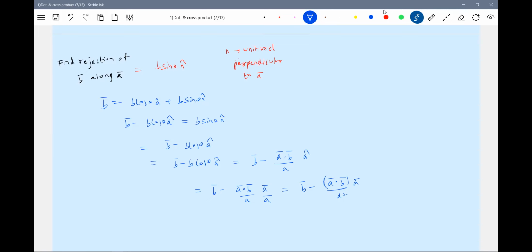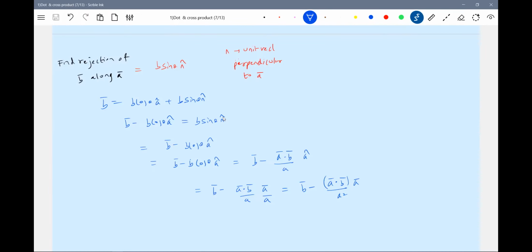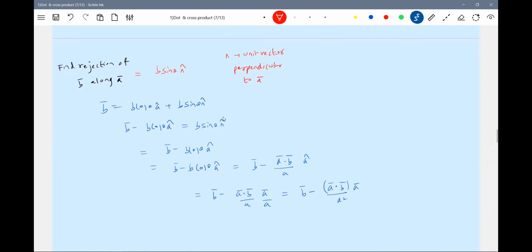Okay, projection as well as rejection. So this is the use of dot product. We can find these out. I think in coordinate geometry this is going to help you a lot. It may not be that essential in physics, so just have an idea. There's a use of this dot product.